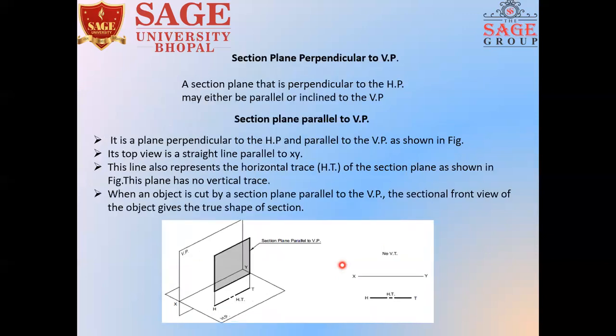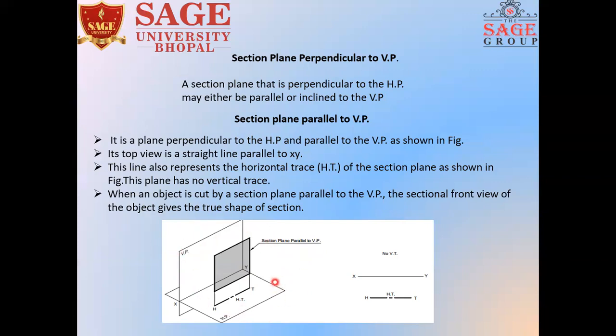Now I move to the next method, section plane perpendicular to... sorry, I am using the wrong word here. It is not perpendicular to VP. It is perpendicular to HP. The section plane that is perpendicular to HP may be either parallel to or inclined to VP. So now I am using the section plane parallel to VP. This is the position when our section plane is parallel to VP.